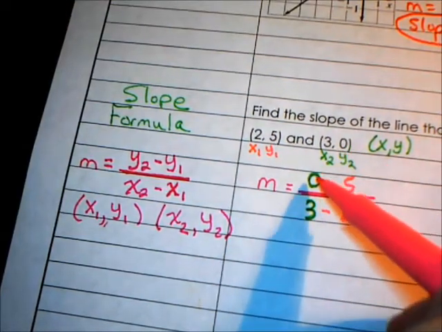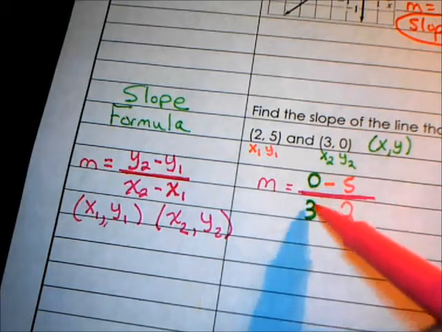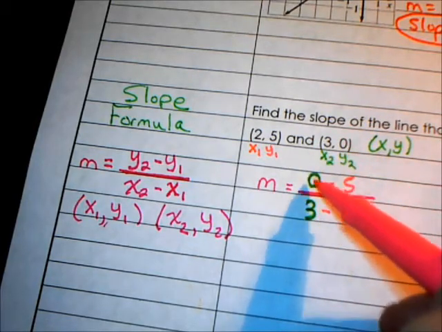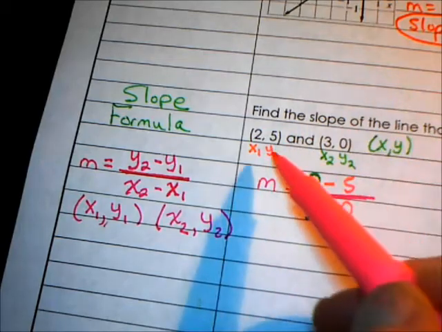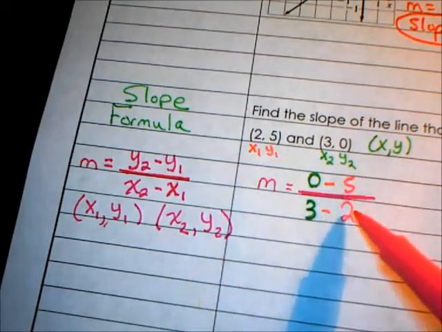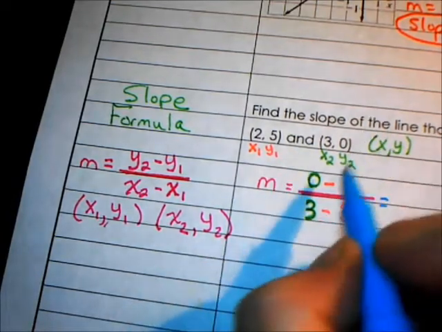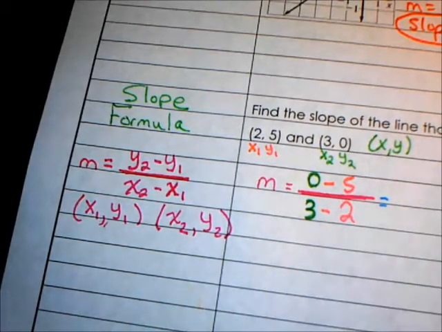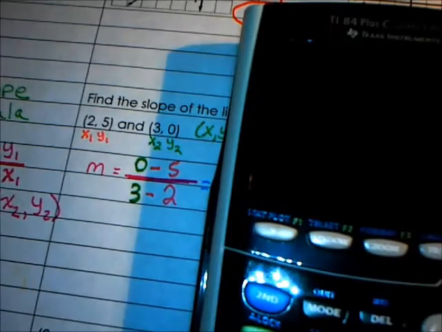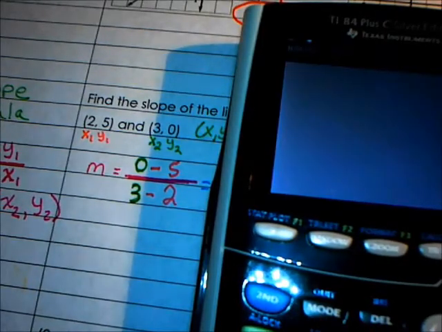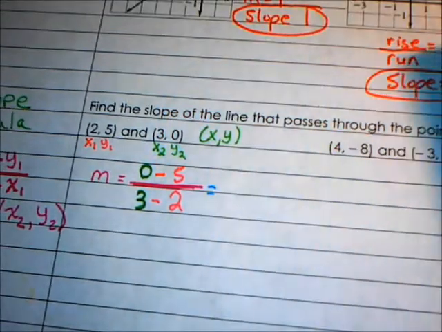So I have my first coordinate, my second coordinate, which was the green, in the first position, and then I have my first coordinate in the second position. So it's like they crisscrossed. Alright, I need to do the math here, and I can do it in my calculator. And I want to do it all at once.